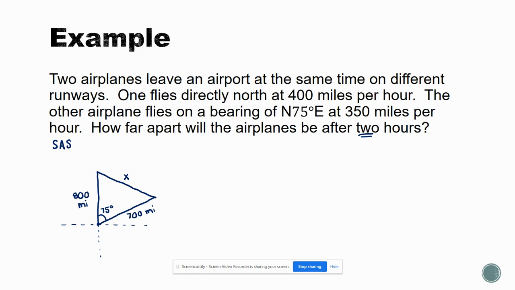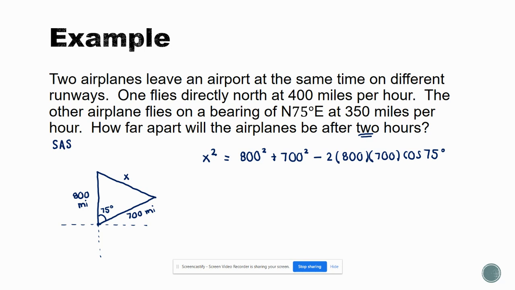Remember, if I want to find the side across from the only angle that's given, that side is going to have to be isolated by itself using our law of cosines formula. So x squared is going to equal, I'm going to take the two other sides, square them, add them together, and then subtract 2 times the product of those two sides as well as the cosine of the angle that is given, so 75 degrees.